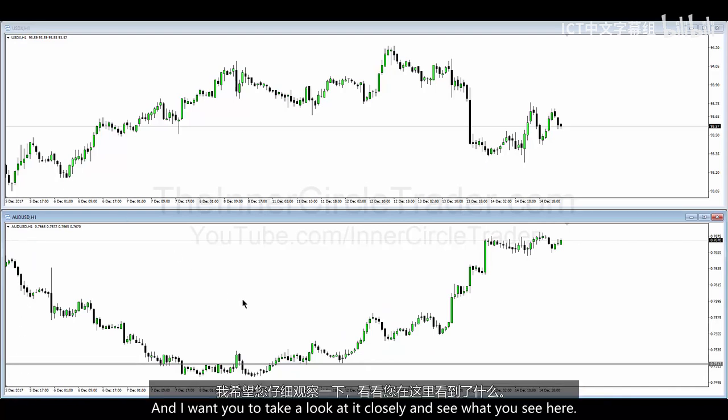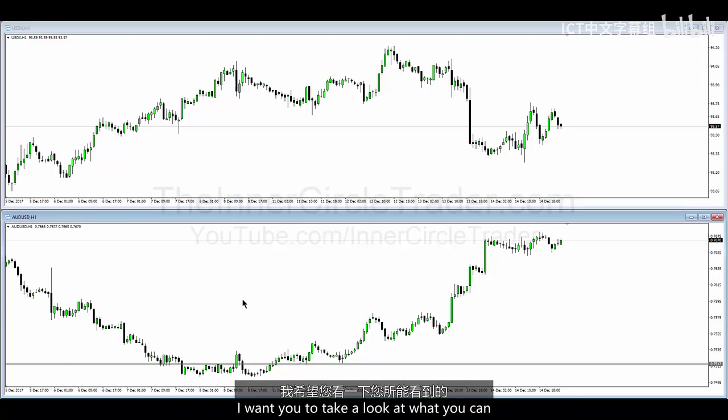I want you to take a look at it closely and see what you see here. I'm not going to say anything yet. I want you to take a look at what you can spot on price action alone.